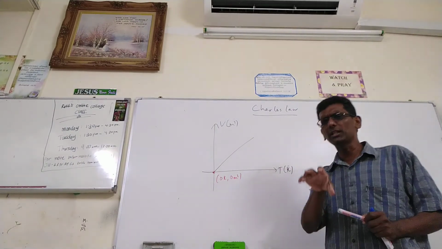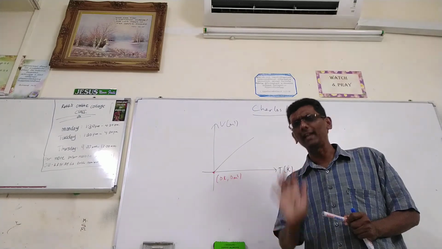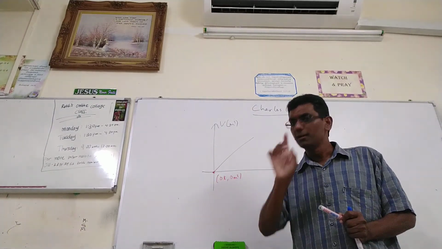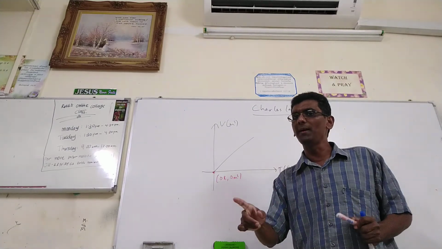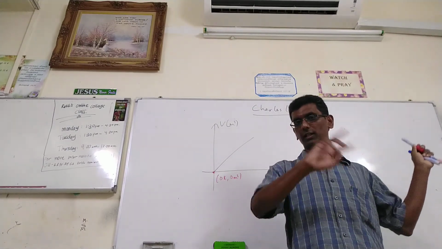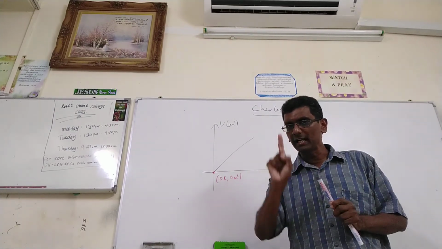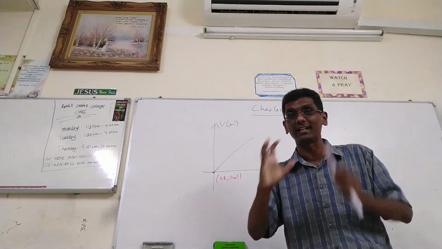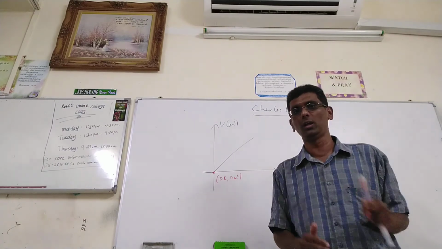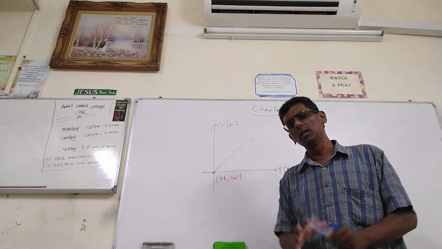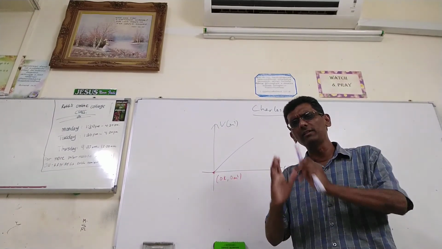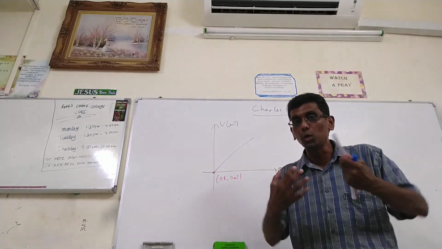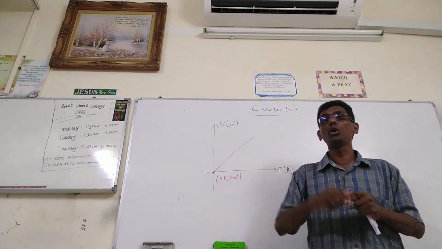When the temperature achieves 0 Kelvin, 0 Kelvin equals to how many degrees Celsius? Just now we saw the changing. 0 Kelvin equals to negative 273 degrees Celsius. Extremely cold. At negative 273 degrees Celsius or 0 Kelvin, the volume becomes zero.